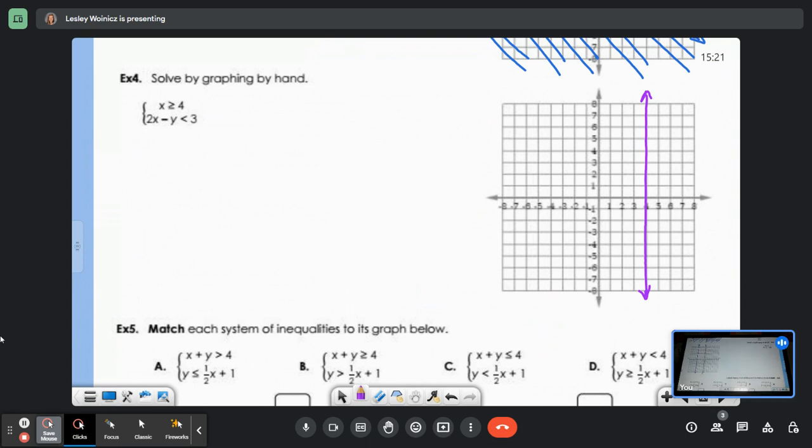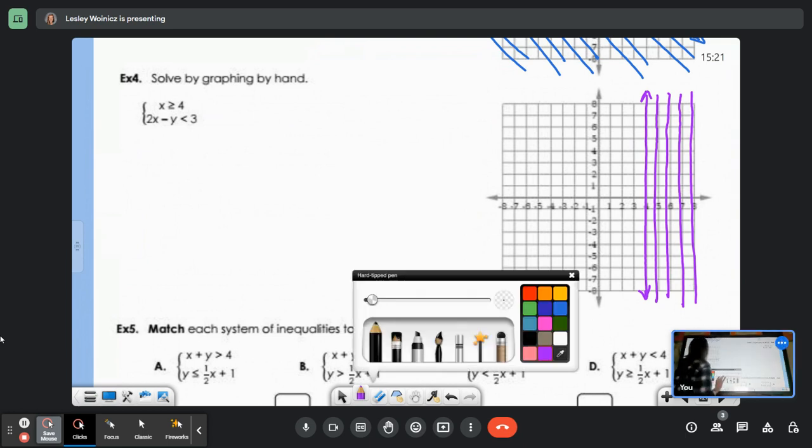Was I correct to shade that boundary, or should I have dashed it? Good, shaded. Okay, now do I shade right or left? Correct. So I'm going to be shading above or to the right because it's greater than. Light parallel lines. Okay. Now I got to do my other boundary.